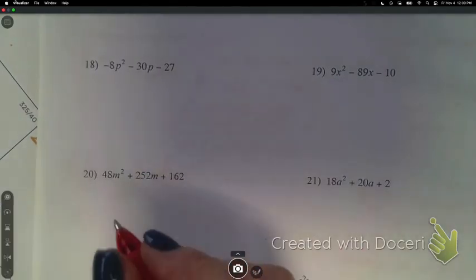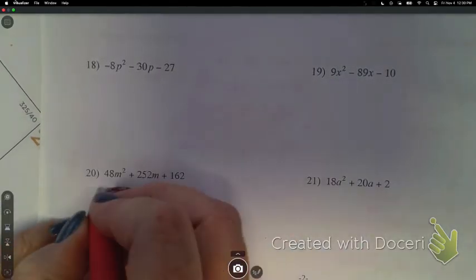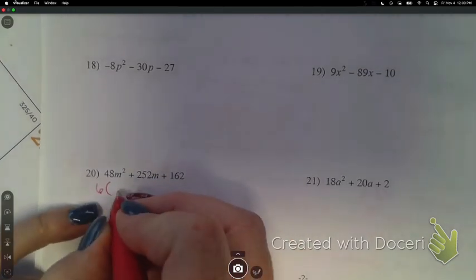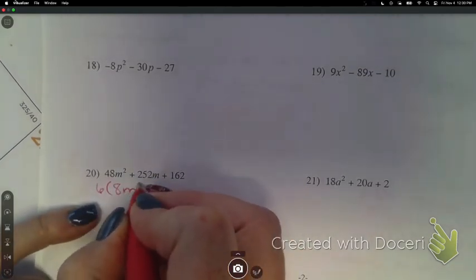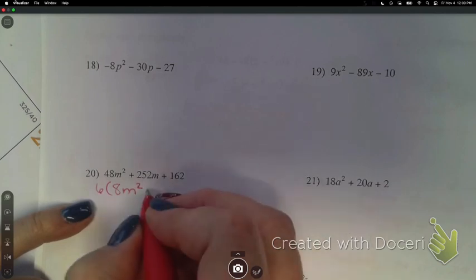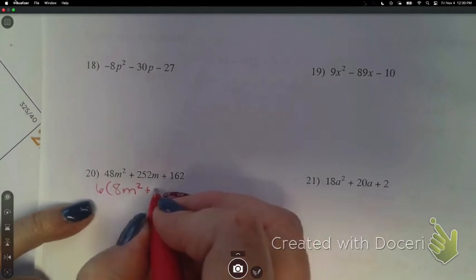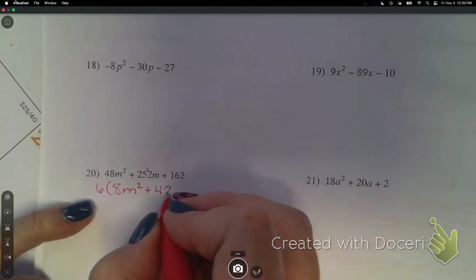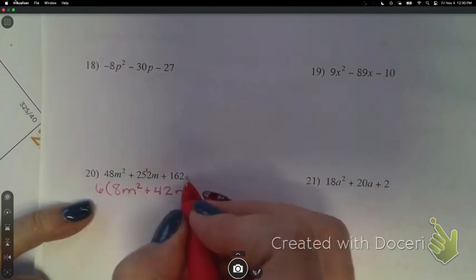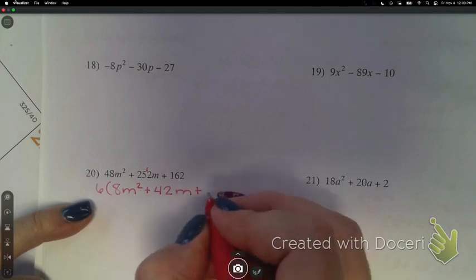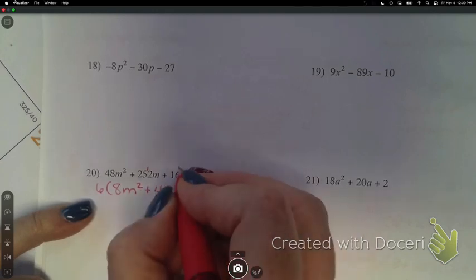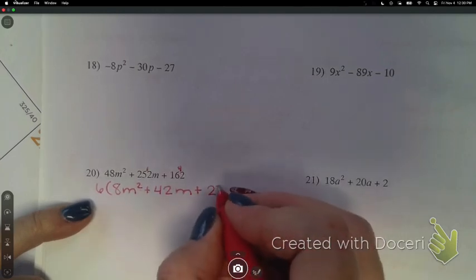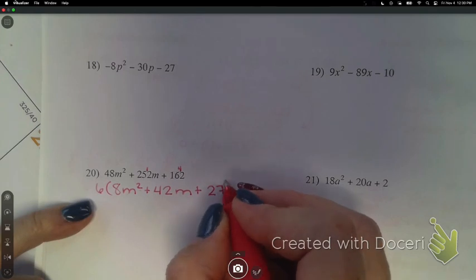So 6 and 4, maybe 12 does. I don't know. 6. So we get 8. 6 goes into 25. How many times? 4, then carry a 1. 42. 6 goes into 16 twice with a 4. 7. 4 doesn't go into it.